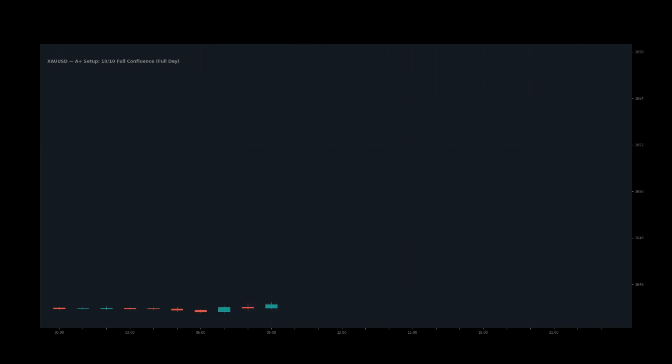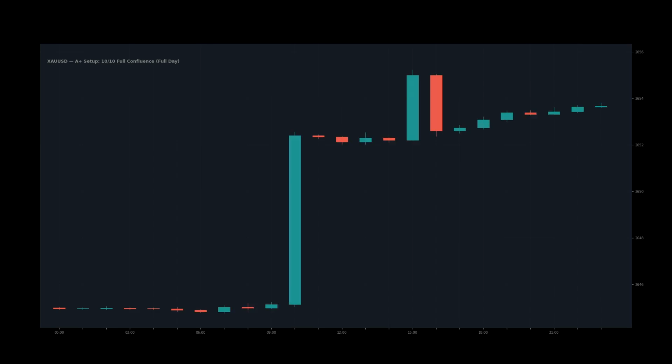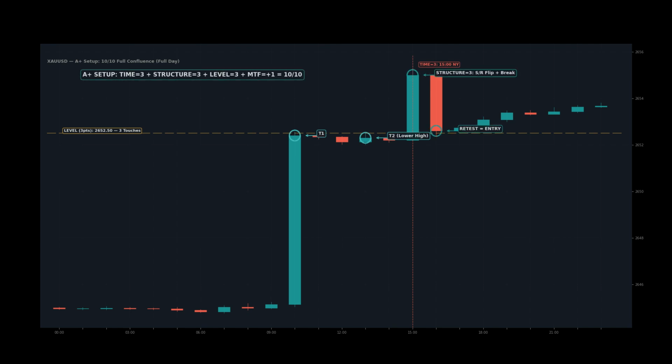Here is a complete A+ setup scoring 10 out of 10. Look at this full day chart. Time, 15 o'clock New York Open, the highest probability gate. Time score equals 3. Structure, SR flip. The resistance at 2,652.50 was touched 3 times between 10 a.m. and 2 p.m. Price broke through at 3 p.m. with a large body candle, then retested at 3:15 with a clear rejection wick.